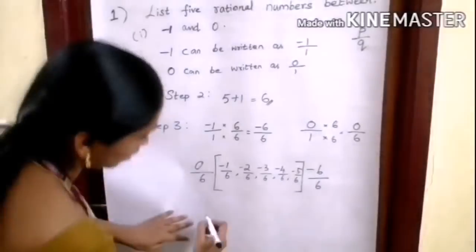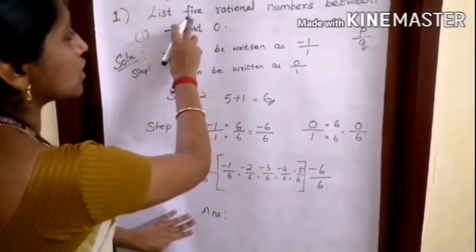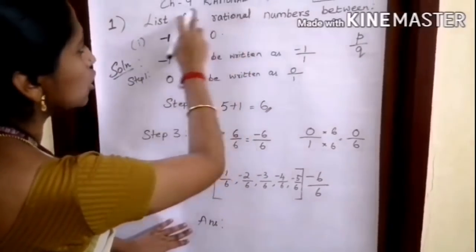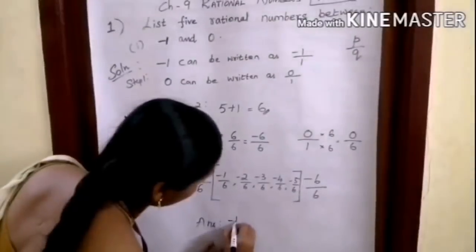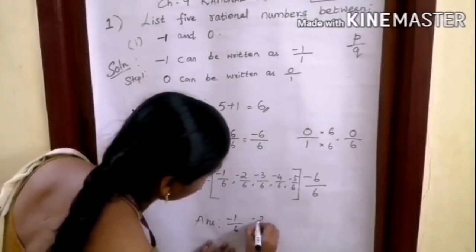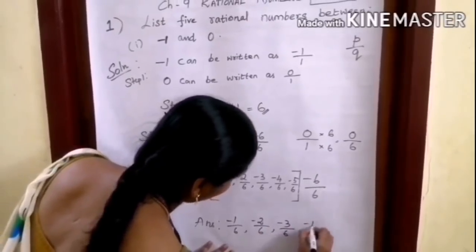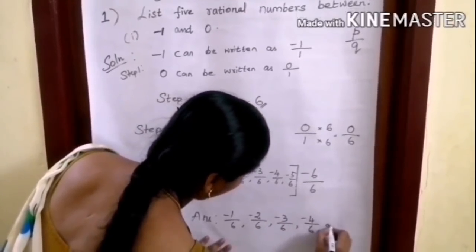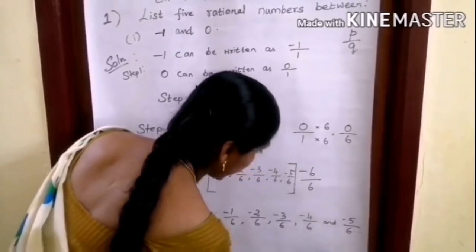This is the answer. Here they asked only 5 rational numbers, so exactly 5 rational numbers alone we are going to write. Minus 1 by 6, minus 2 by 6, minus 3 by 6, minus 4 by 6 and minus 5 by 6. This is the answer.